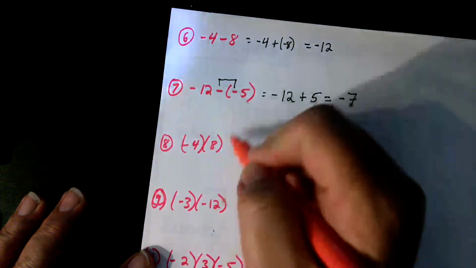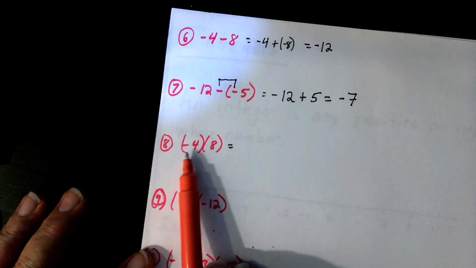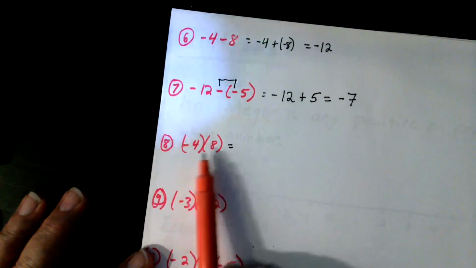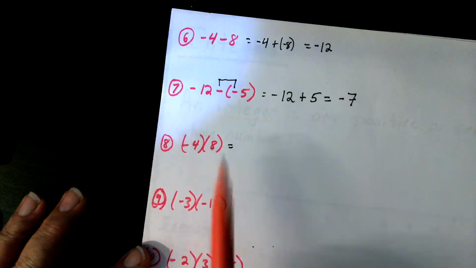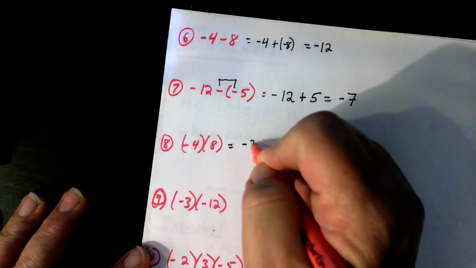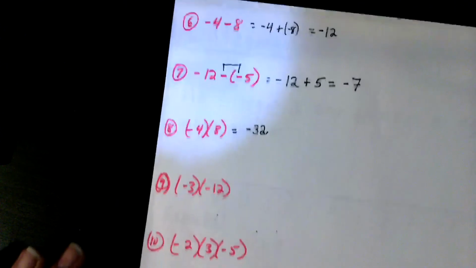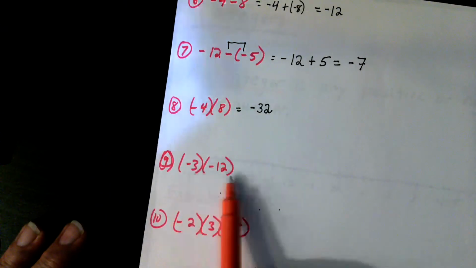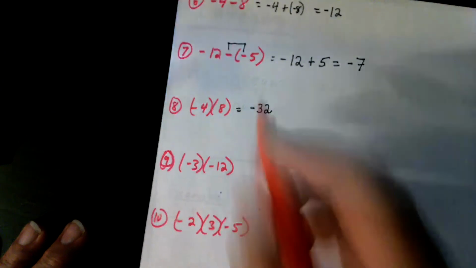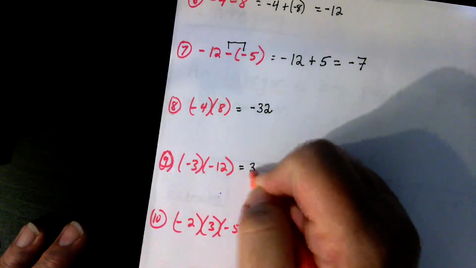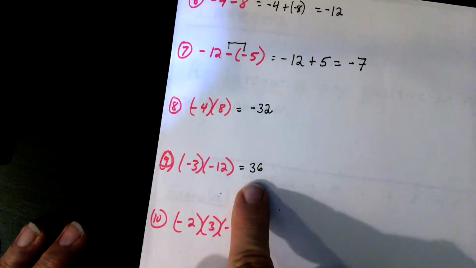For number 8, we've now moved into multiplication. When you multiply a positive number times a negative number, you end up with a negative number. So negative 4 times a positive 8 is a negative 32. Okay, but for number 9, notice that both my integers are negative. A negative 3 times a negative 12 is going to yield a positive 36. A negative number times a negative number yields a positive number.